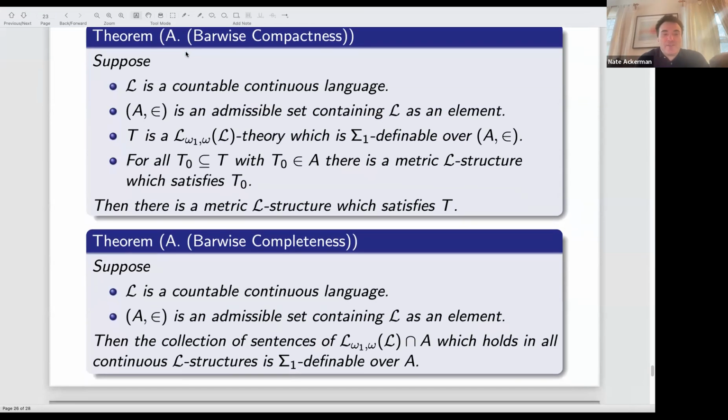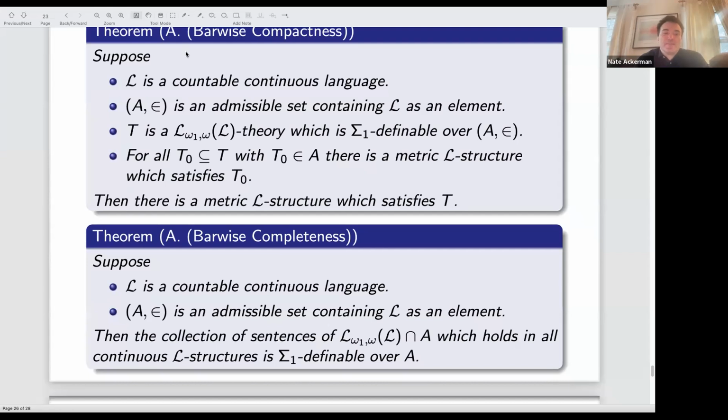And likewise, we have a Barwise completeness theorem. If L is a countable continuous language and there's an admissible set that contains L as an element, then the collection of sentences which hold in all continuous L-structures is going to be Sigma 1 definable over that admissible set.